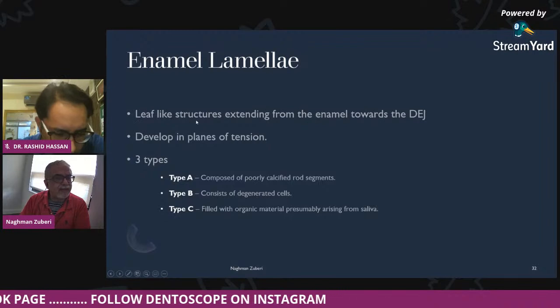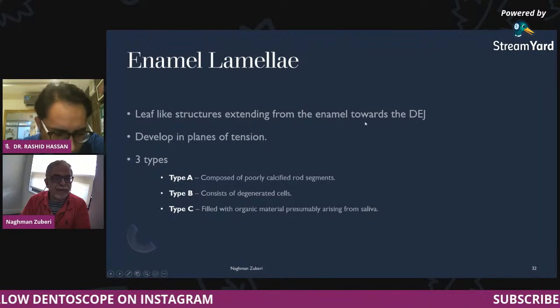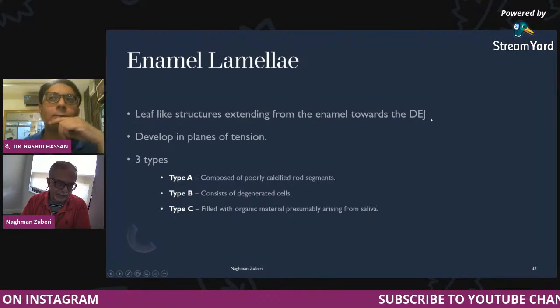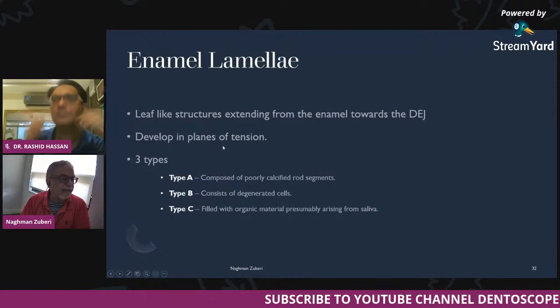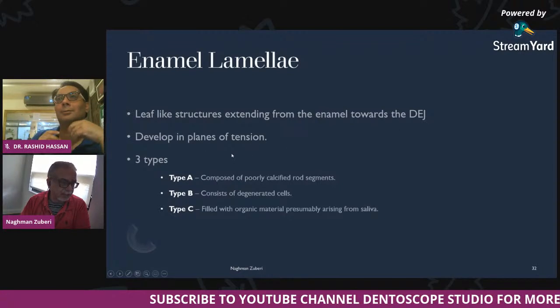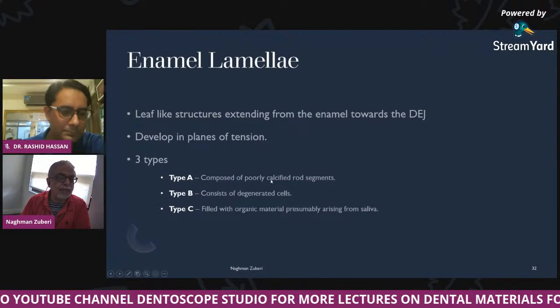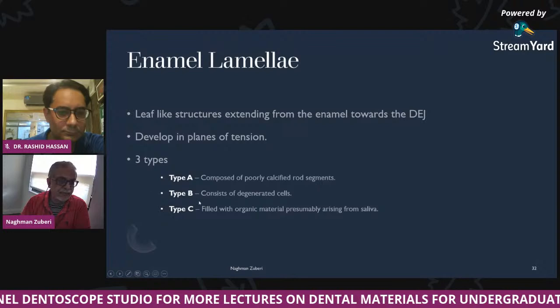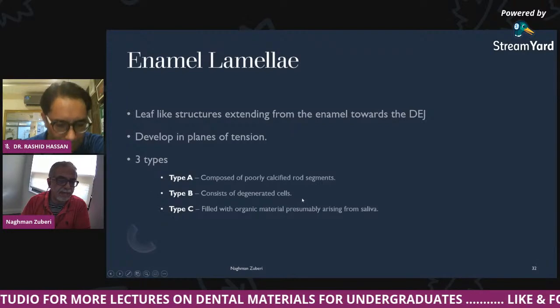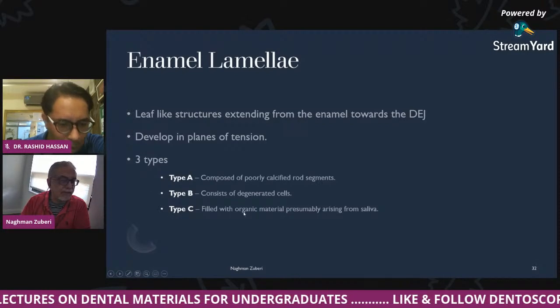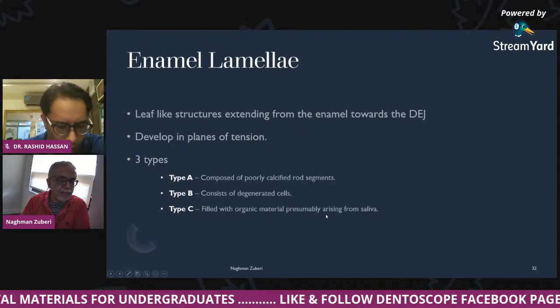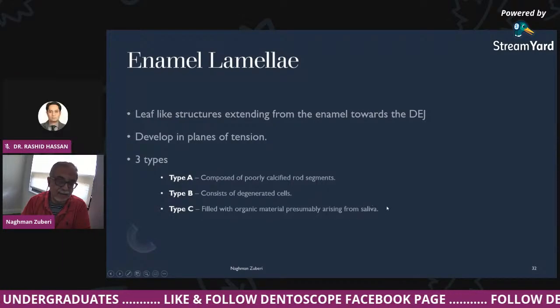Enamel lamellae, these are leaf-like structures extending from the enamel towards the dentino-enamel junction. And they develop in planes of tension. These are of three types. Type A, composed of poorly calcified rod segments. Type B consists of degenerated cells. Type C, filled with organic material, presumably arising from the saliva.